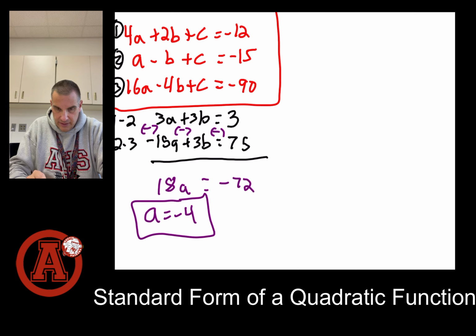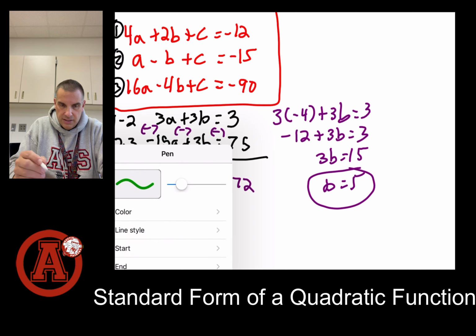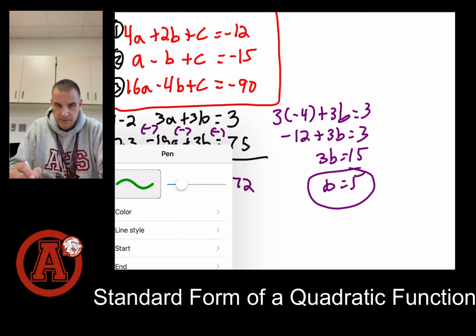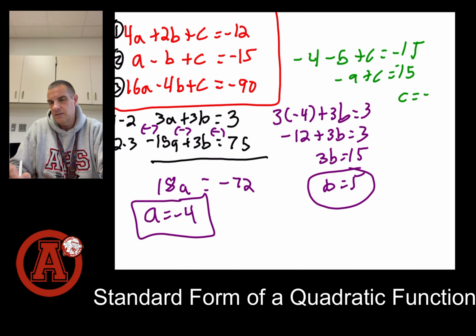I'm going to plug it into here, so 3 times negative 4 plus 3b equals 3. So negative 12 plus 3b equals 3. 3b equals 15. b equals 5. For c, I'm going to use this one. So we've got a, negative 4, minus b, which is 5, plus c equals negative 15. So that's negative 9 plus c equals negative 15. c equals negative 6.